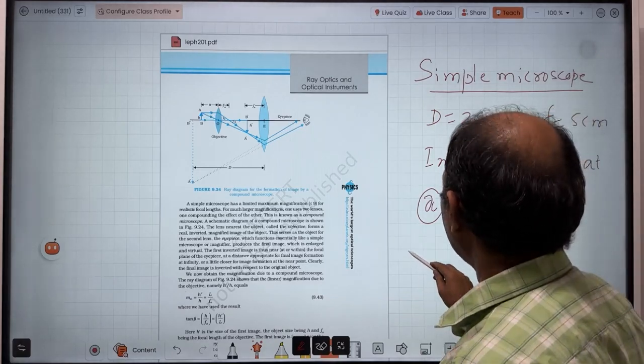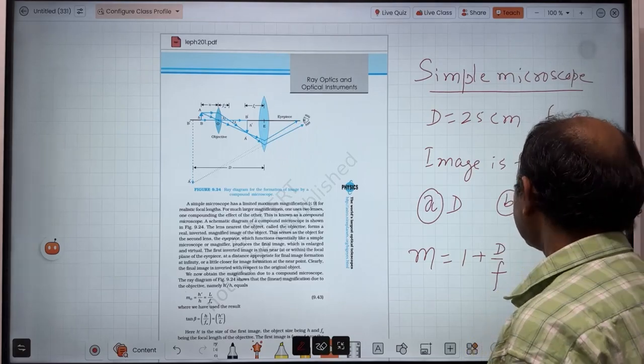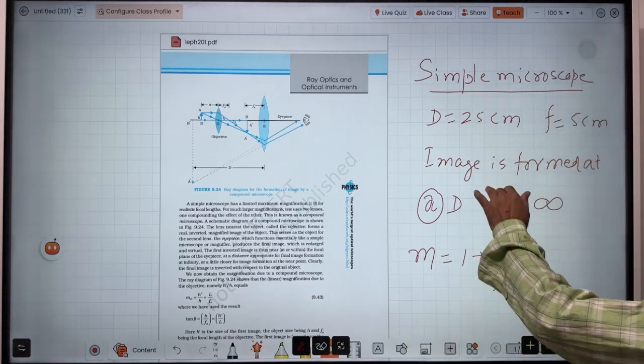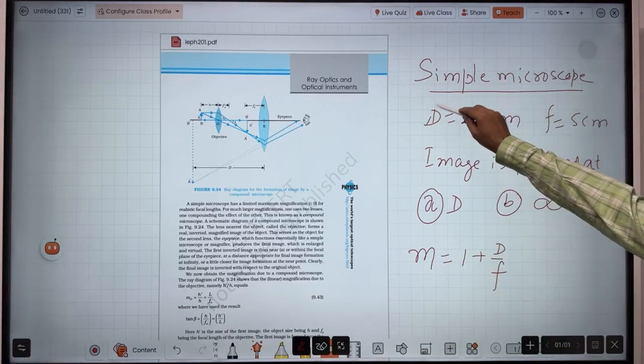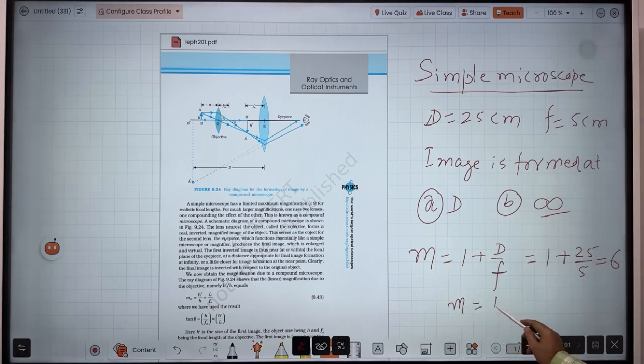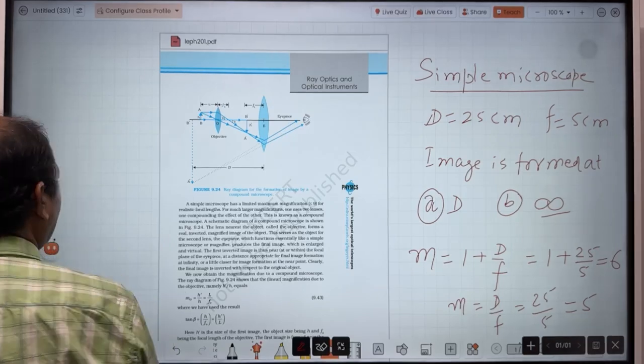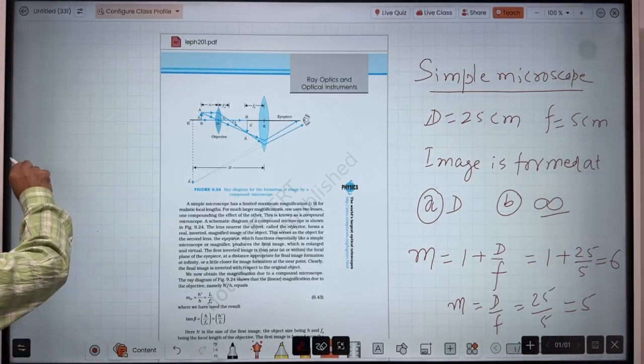So what is the formula for magnification? M equal to 1 plus D upon F when the image is formed at the least distance of distinct vision. So this is the first case. So we write here 1 plus 25 upon 5, that will give 6, right? And if the image is formed at infinity, then we have M equal to D upon F. So we can write D, 25 upon 5, so it will be 5. I think you have understood. Now we are going to see another thing.